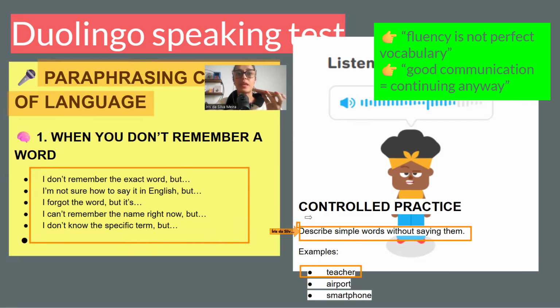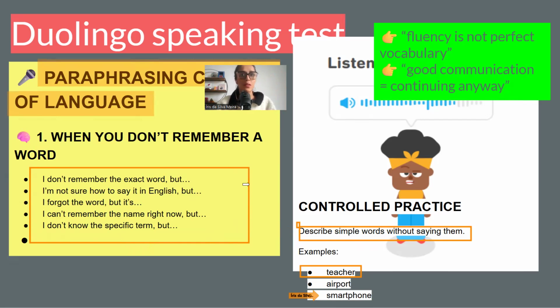Next one will be airport. You're going to send me the audio as well. And the last one will be smartphone. Record your answer and send me the audio of this description. Right now, just the description, right?